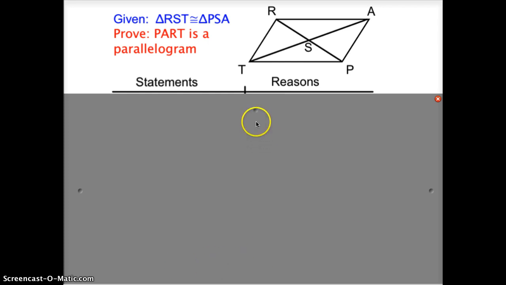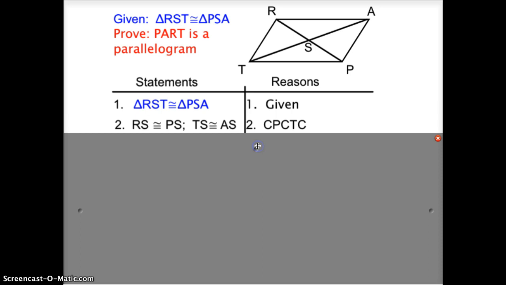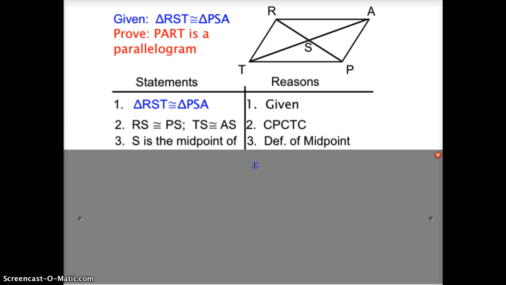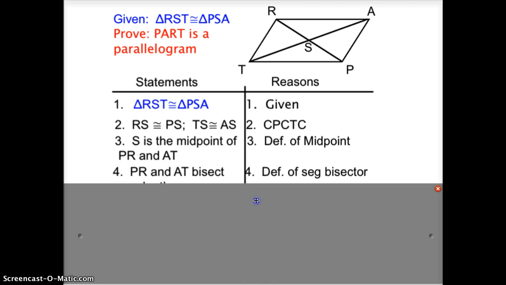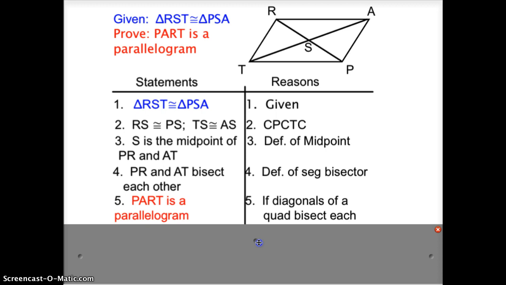Maybe not in this particular order, but the given information would be first. After that, something like RS and PS, with TS and AS being congruent because of the corresponding parts of congruent triangles. S would then be the midpoint of that, making the diagonals bisecting each other, and therefore PART is a parallelogram.